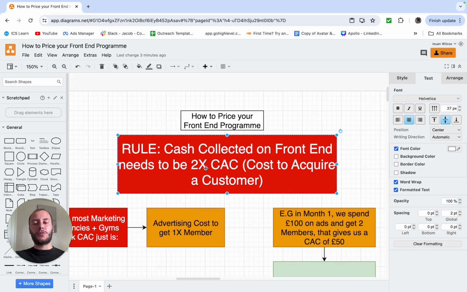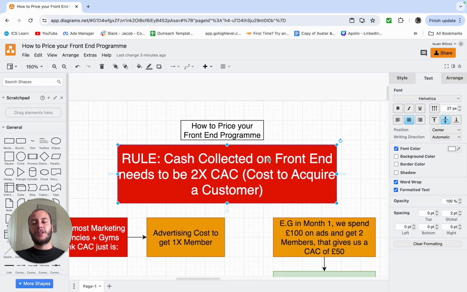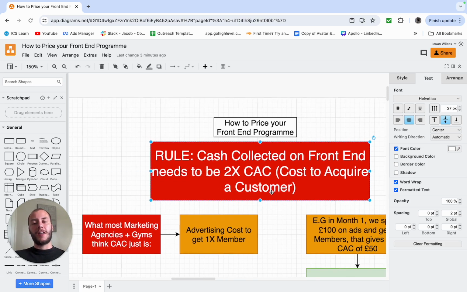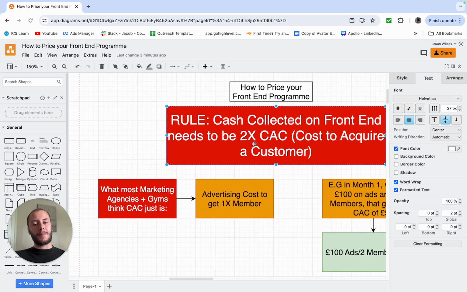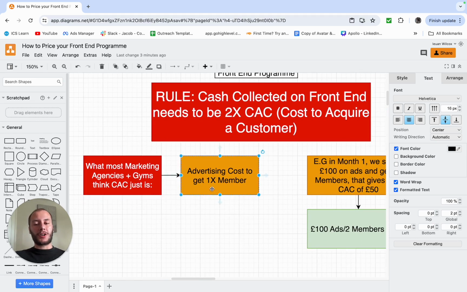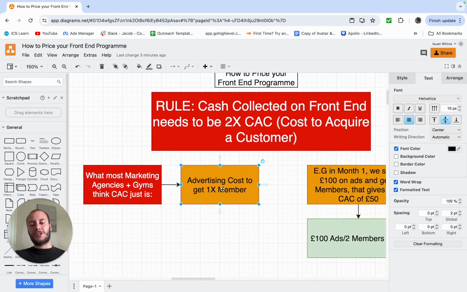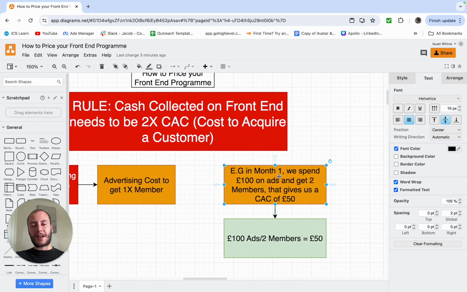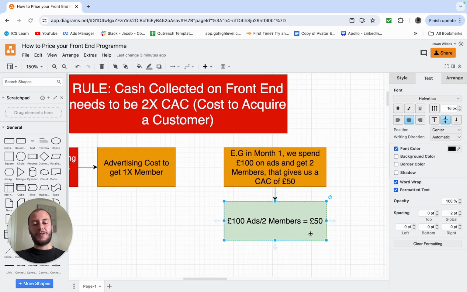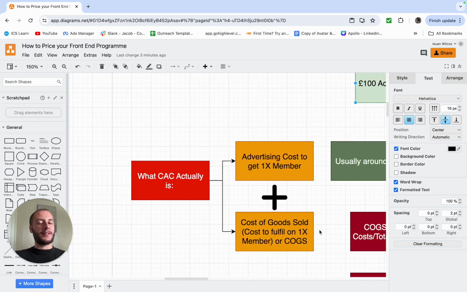Okay, now the first rule is that your cash collected on the front end needs to be 2x whatever the cost to acquire a customer is. Now, front end is obviously the program, but what is CAC? Most marketing agencies and gyms think CAC is just your cost in advertising to get a new member. So let's say in month one, we spend £100 on ads. We get 2 new members from that ad spend, which means it's a cost per acquisition of £50. £100 on ads divided by 2 new members is 50. However, that is not true.